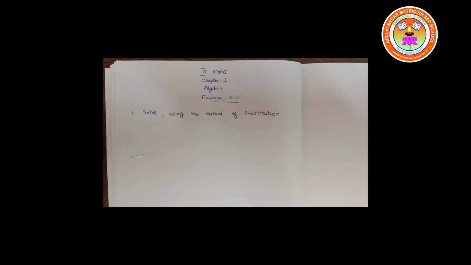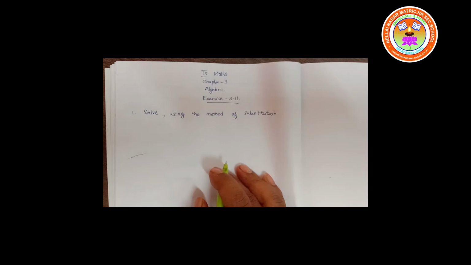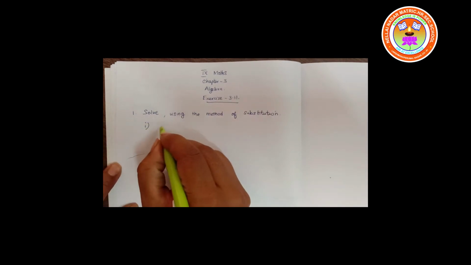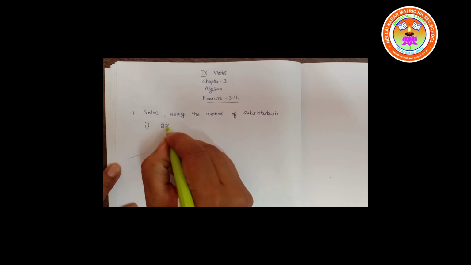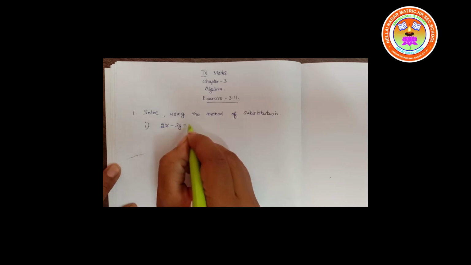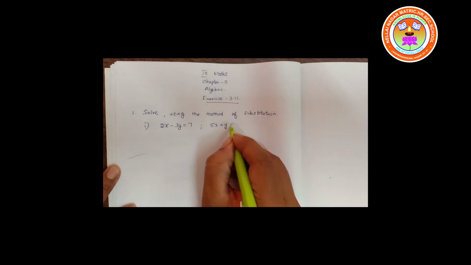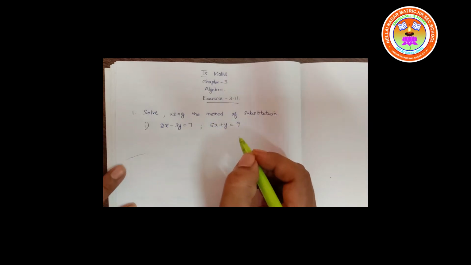Question number 1. Solve using the method of substitution. First subdivision: 2x minus 3y equal to 7, 5x plus y equal to 9. Solution.